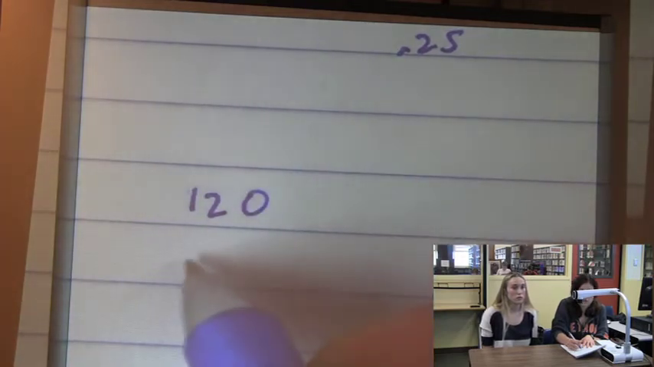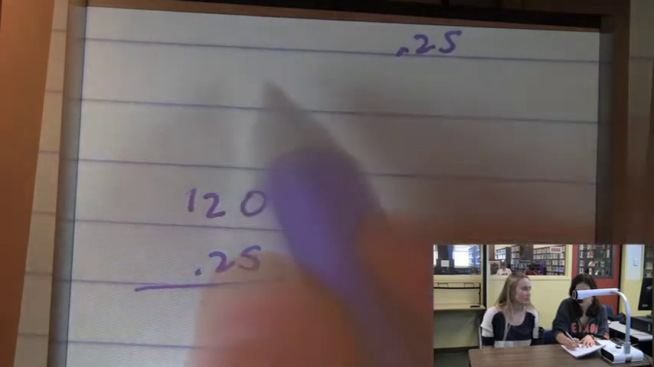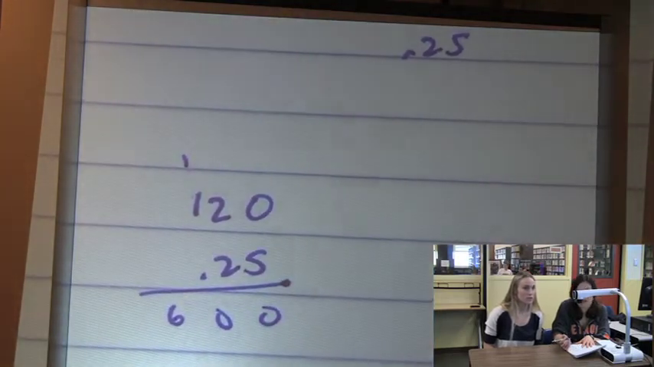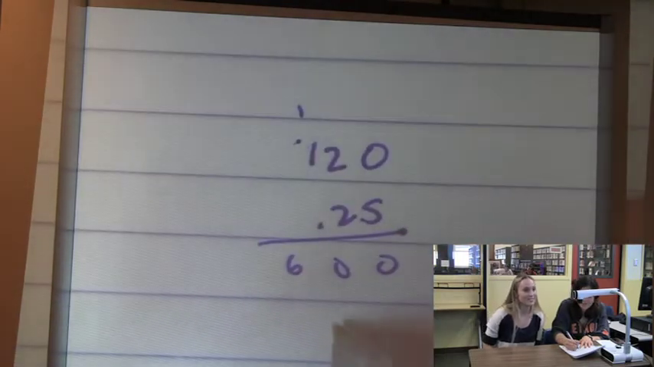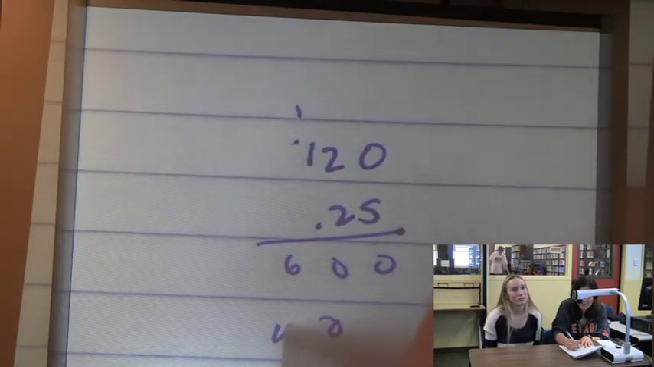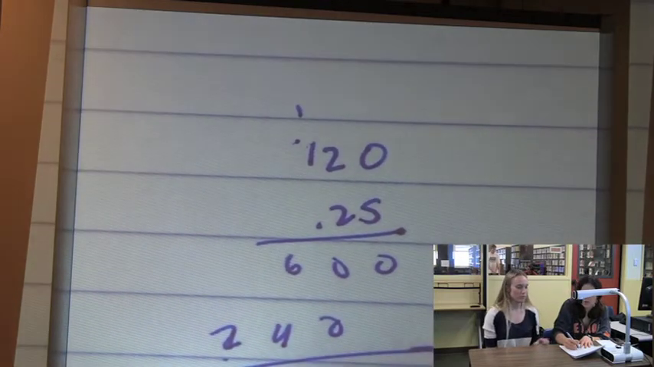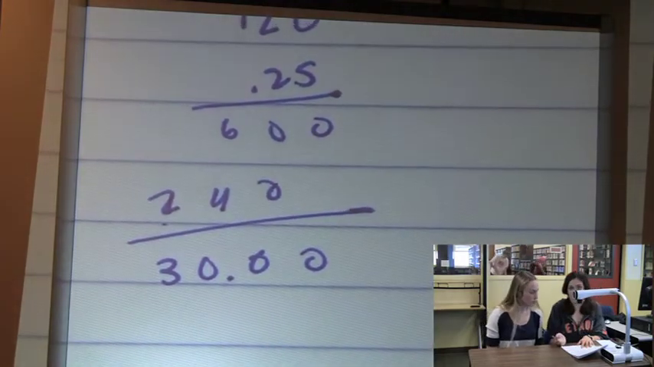So 120 times 0.25, just do the multiplication, which equals $30. So you get $30, right?